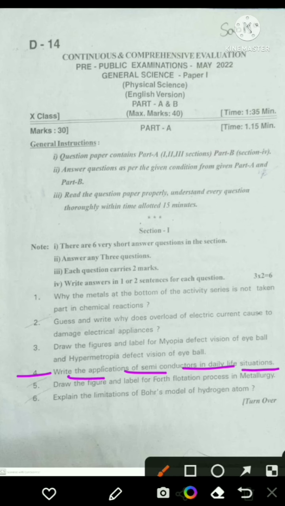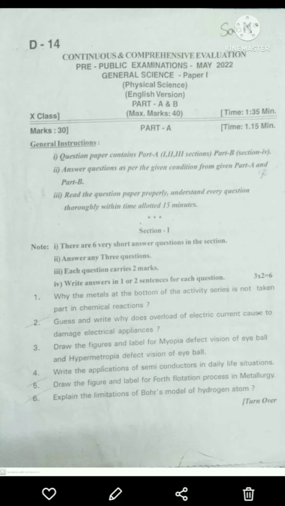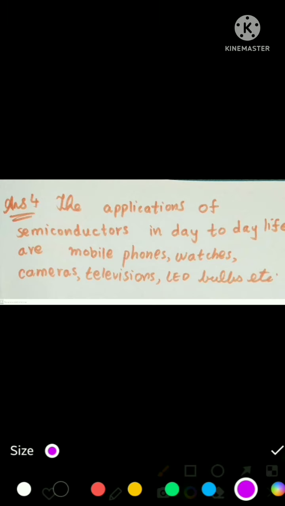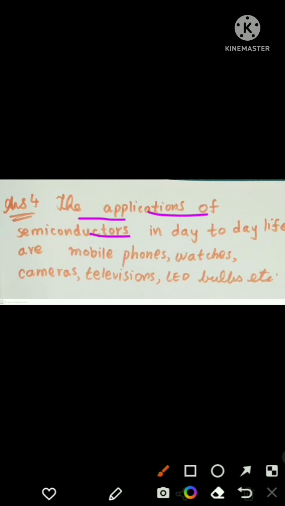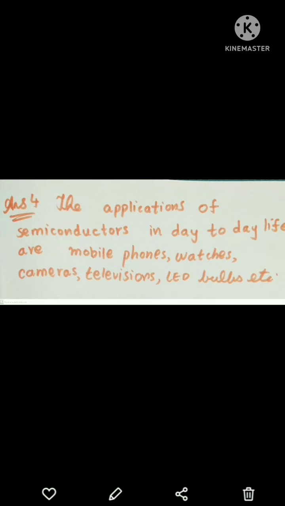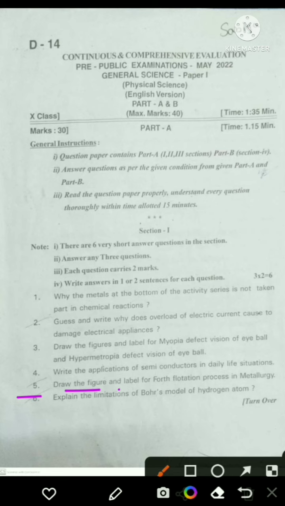Write the applications of semiconductors in daily life situations. Daily life situations means day-to-day activities. You have to write the uses of semiconductors. So we can write that the applications of semiconductors in day-to-day life are mobile phones, watches, cameras, televisions, LED bulbs, etc.